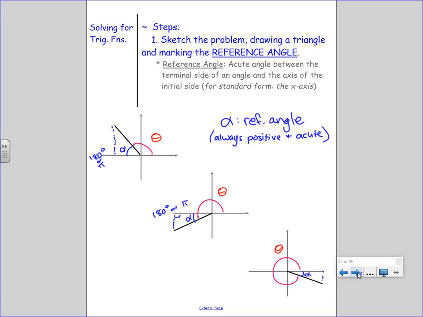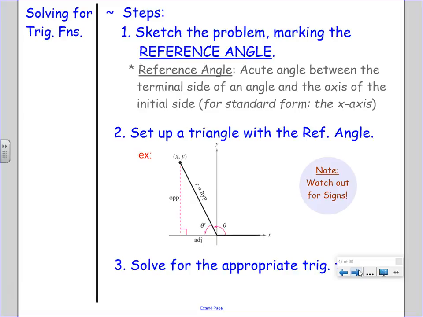Okay, that's just step number 1. Now on the next page, it still has step number 1, but I want you guys to start copying step number 2. Step number 1 is reference angle, and I went into some detail about how to find a reference angle. And then, picking up with step number 2. Don't worry, you already have it. Step number 2.